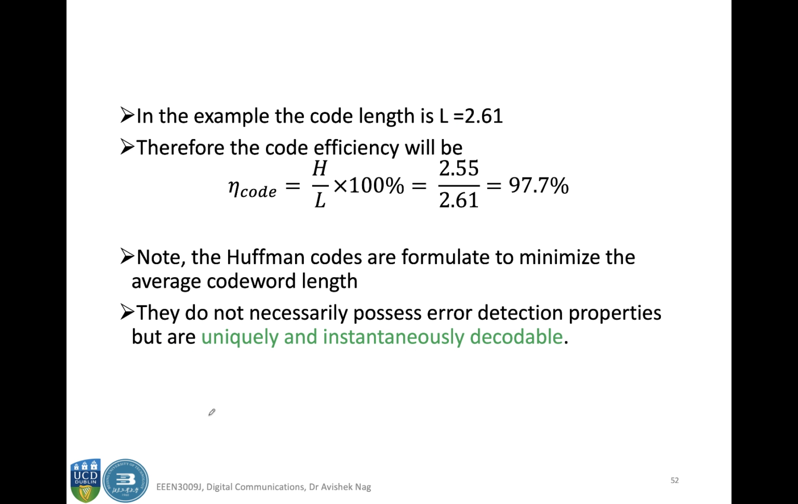Once you get the code words, the average code length L is 2.61, and you can see you can increase the coding efficiency to 97.7%. Earlier it was 2.55 over 3, and it was actually 85%. So by designing a variable length code using the Huffman coding algorithm, you get the average code length equal to 2.61, and in that way you can get 97.7% coding efficiency.